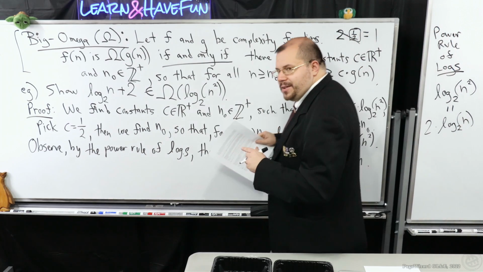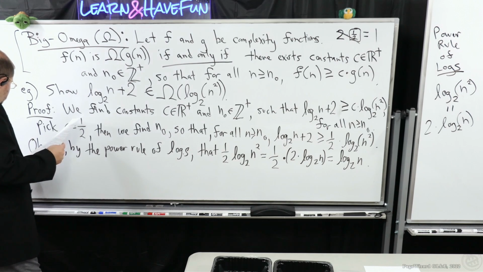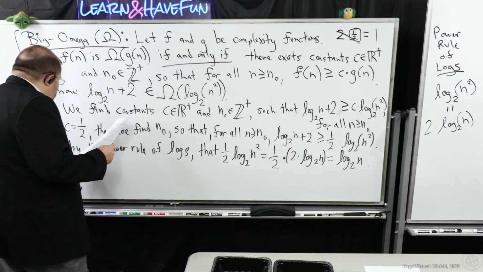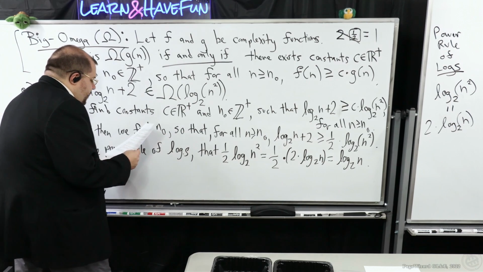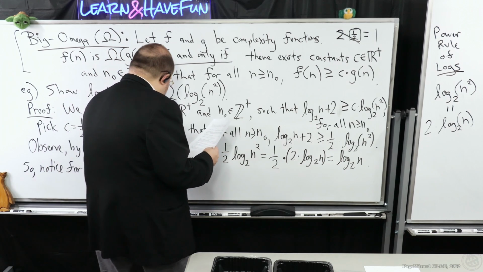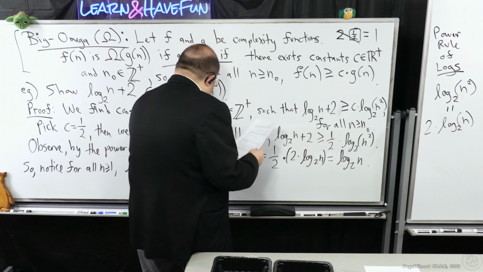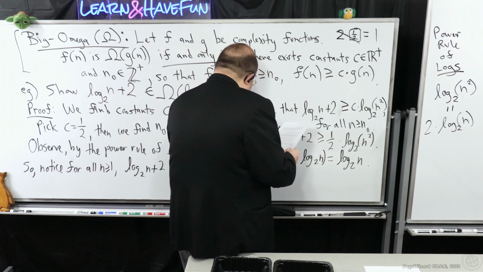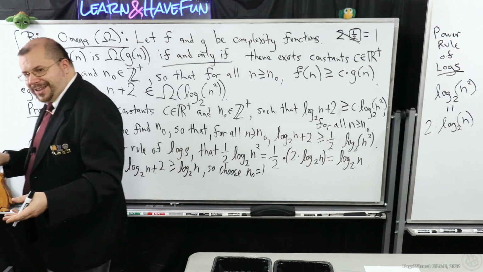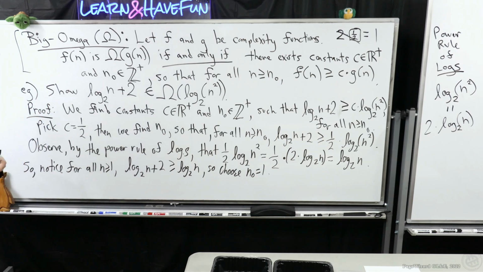So now that I have that information at my disposal, let's do this. Notice for all n greater or equal to 1, that log base 2 of n plus 2 is greater or equal to log base 2 of n. So choose n0 is equal to 1, right? Because the left-hand side now is, in fact, strictly bigger than the right-hand side. So I could just pick n0 to be 1.